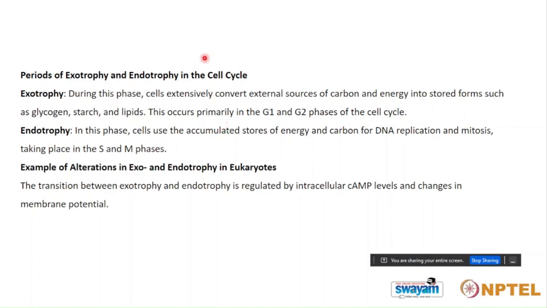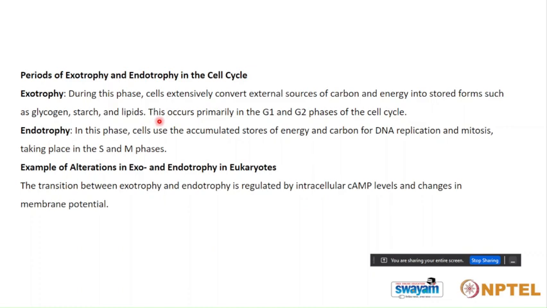So during the cell cycle, 2 different nutrition types are observed: exotrophic nutrition and endotrophic nutrition. In the case of exotrophic nutrition, usually cells convert external sources of carbon into storage forms like glycogen, starch and lipids. Usually this occurs in the G1 and G2 phases of the cell cycle. So what happens in exotrophy? The external carbon will be stored in the form of glycogen, starch and lipids in the cells.